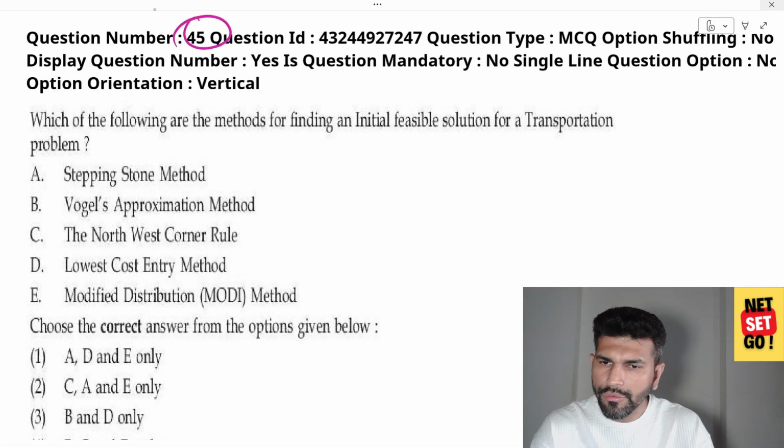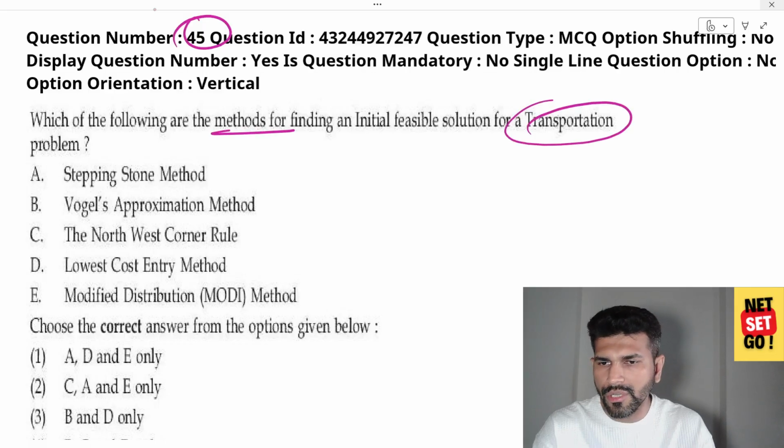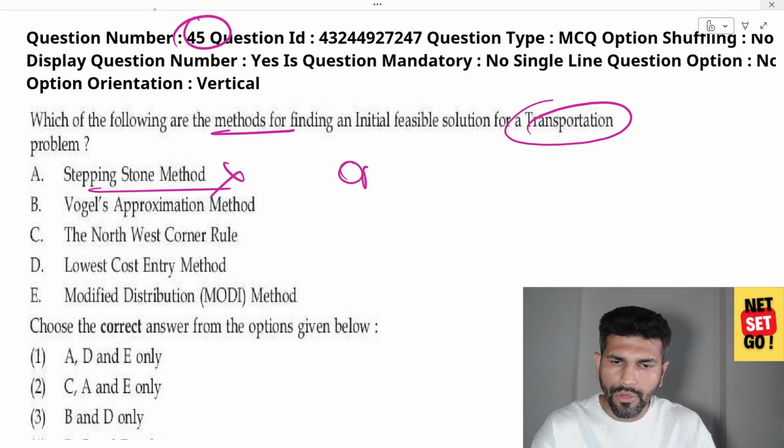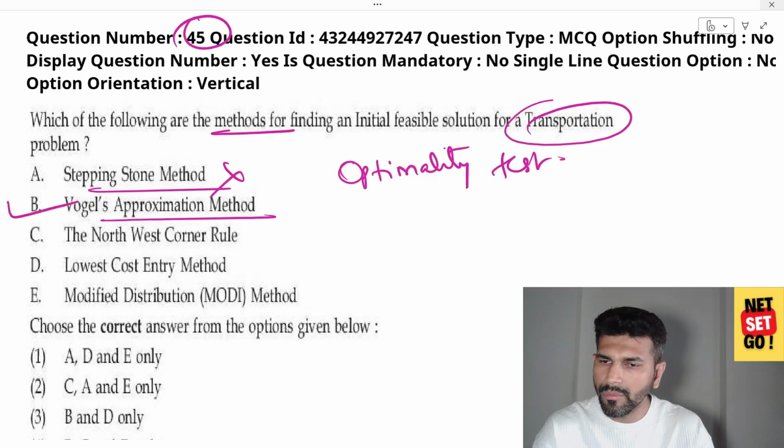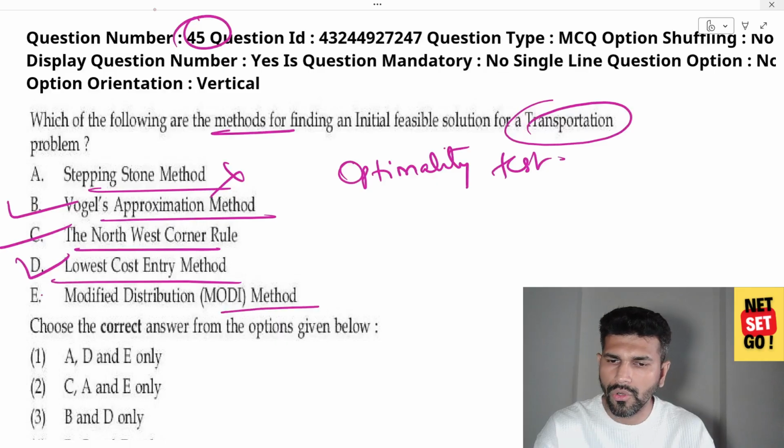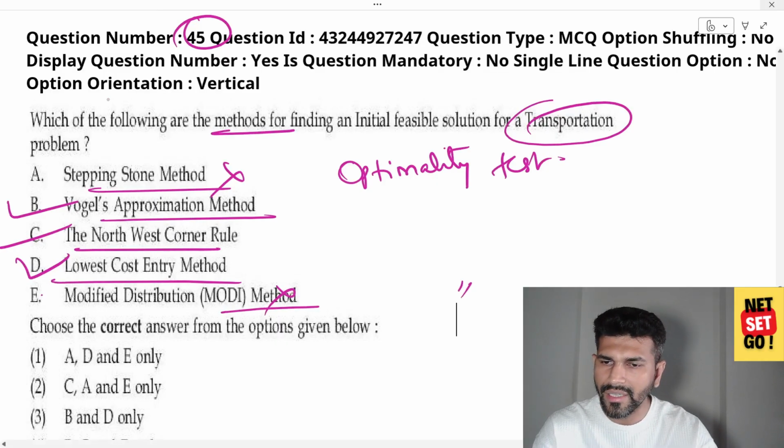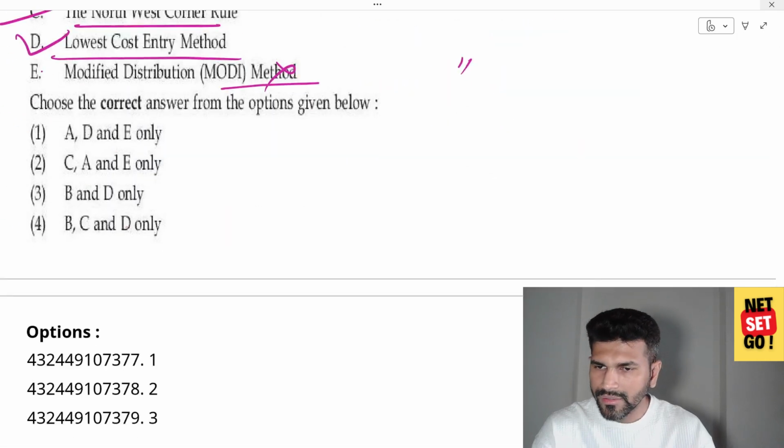Next, which of the following are the methods for finding initial feasible solution for transportation problem? Stepping stone method? No, it is used for optimality test. Vogel's approximation model, correct. Northwest corner model, correct. Lowest cost entry method, correct. MODI method, no. It is also used for optimality test. So BCD is correct answer, option 4.